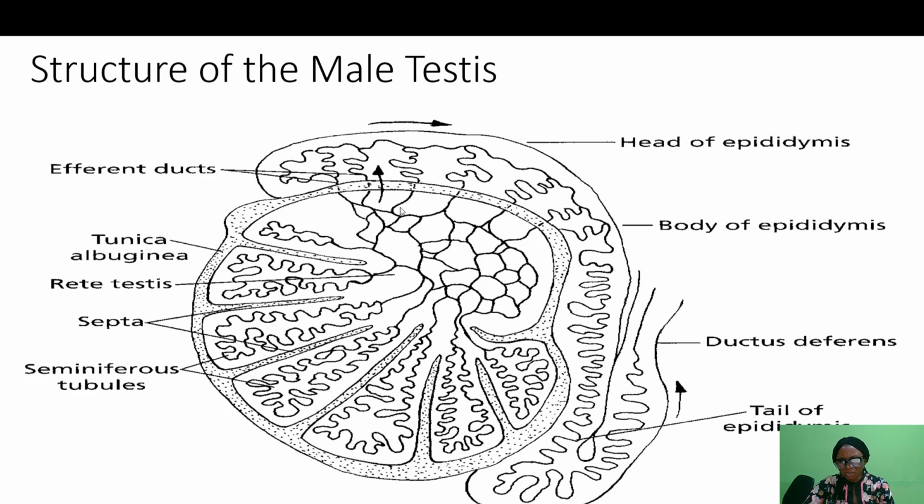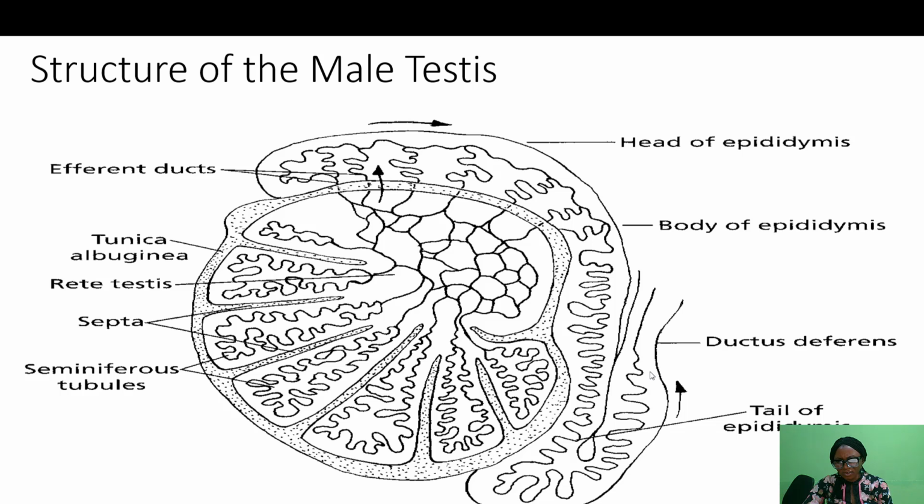Now we have the epididymis, which is divided into three. We have the head of the epididymis, which is the first contact of the sperm cell as it moves out of the seminiferous tubules. It goes to the rete testis and is collected at the efferent ducts, through which it enters the head of the epididymis. This head is also called caput. Now we have the body of the epididymis, which is also called corpus, and the tail of the epididymis, which is called cauda.